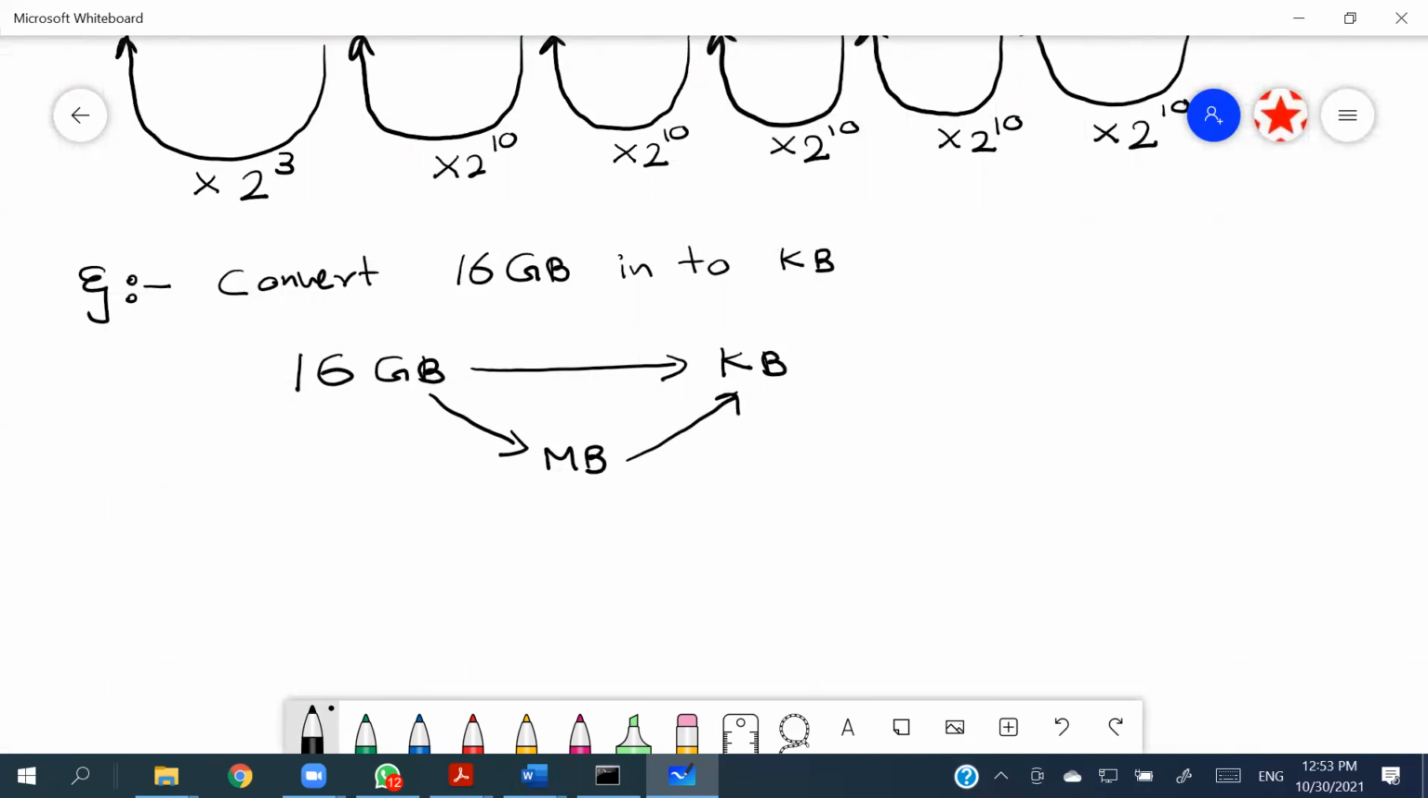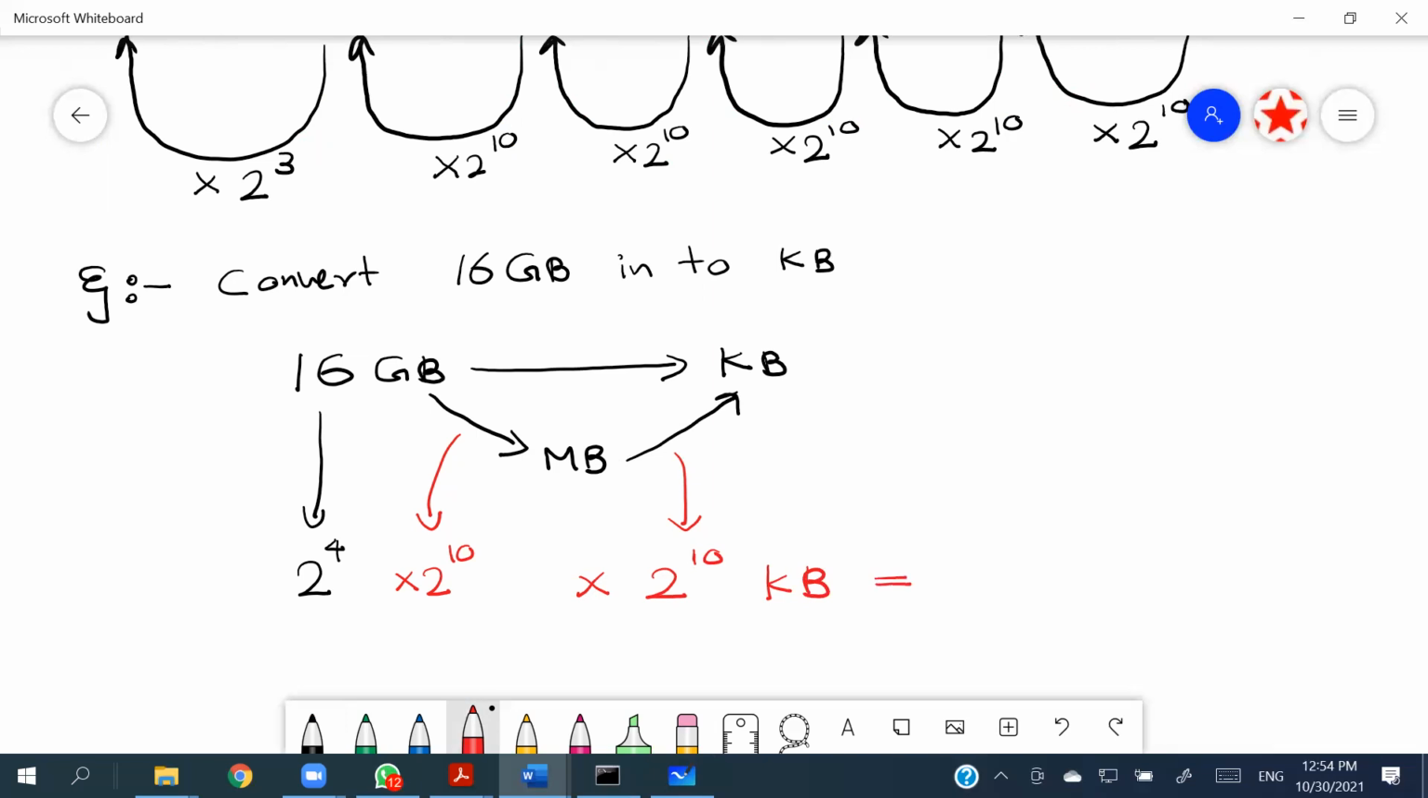So what I'm going to do is I'm taking this 16 as a 2 to the power, so it's 2 to the power 4, and for each and every conversion I take 2 to the power 10. Gigabytes to megabyte, 2 to the power 10. Megabytes to kilobyte, again 2 to the power 10. So now I'm going to have my answer in kilobytes, right? So this is equals to what? 2 to the power 24 kilobytes.